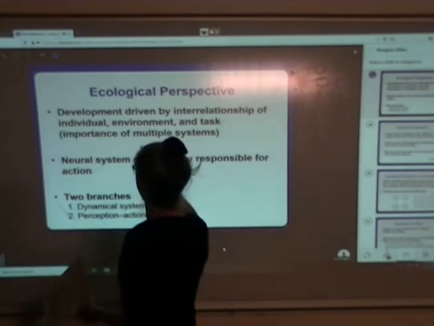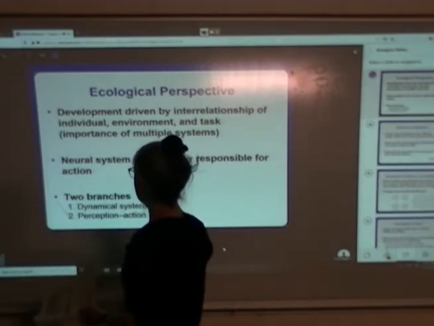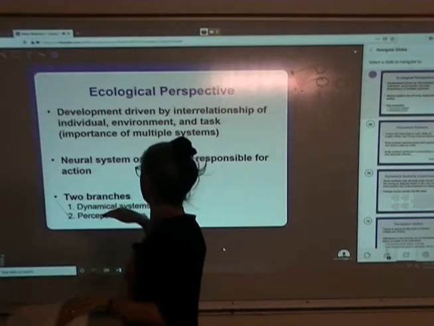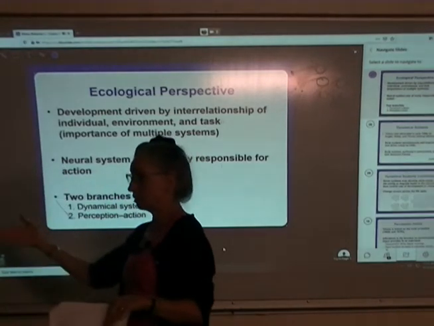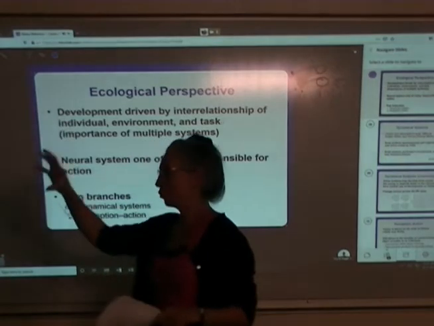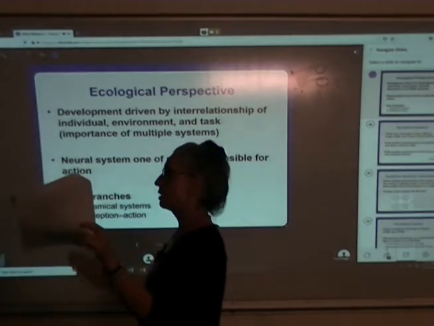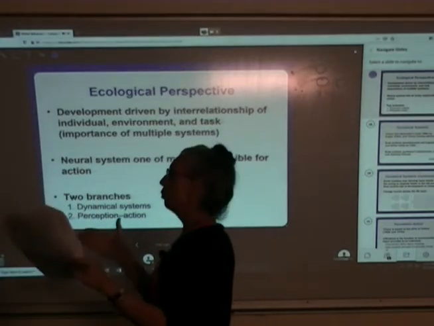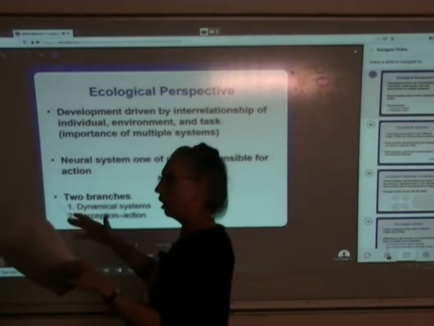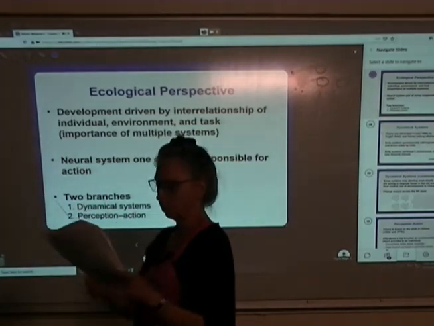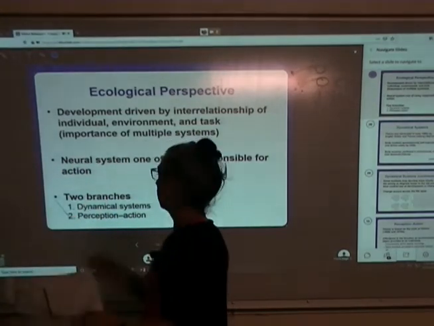So, under ecological perspective, we have two major branches. One is dynamical systems, which is where constraints theory came from, and the other branch is perception action, which is a little more linked to some ideas from information processing, right?